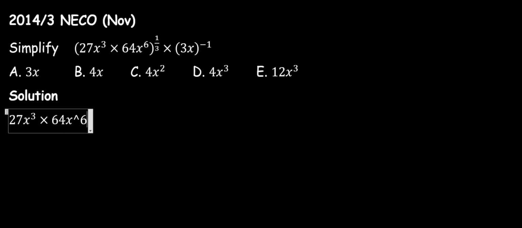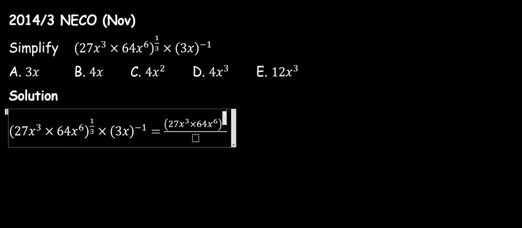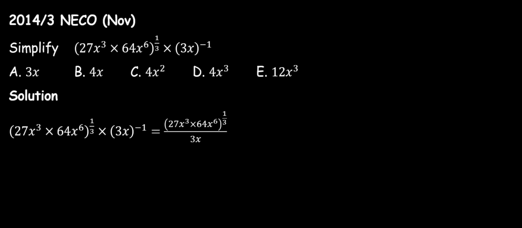That will imply that our given problem, which is (27x^3 times 64x^6) raised to power 1/3 times (3x) raised to power minus 1, will be equal to, at the numerator, (27x^3 times 64x^6) raised to power 1/3. Then our 3x, which is raised to power minus 1, will now be 3x at the denominator. Next, we seek to raise items under power 1/3 to power of 3.